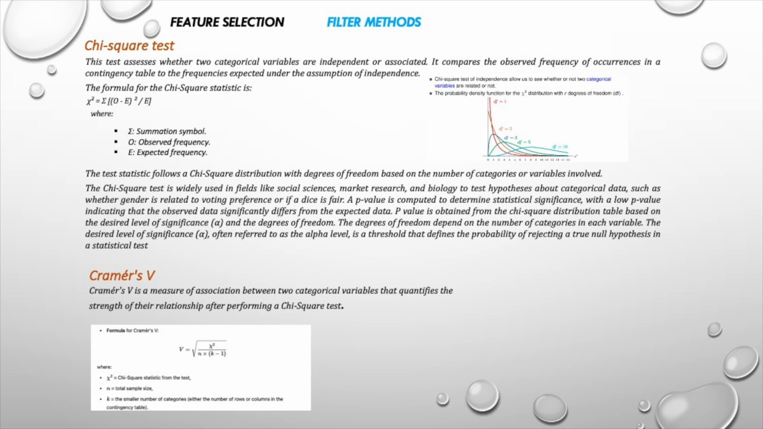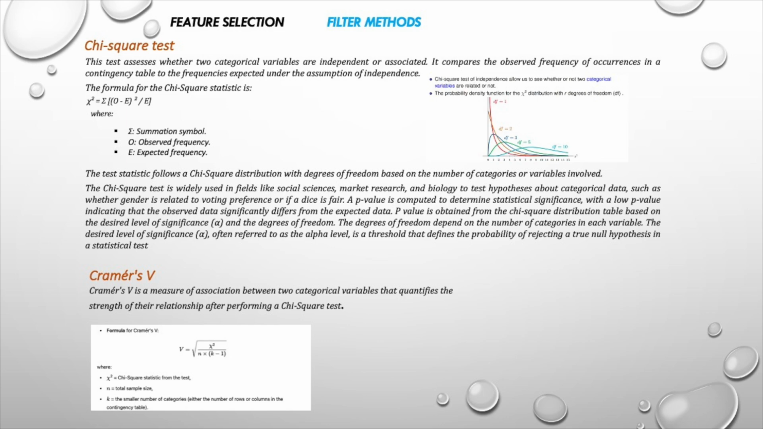The chi-square test is widely used in fields like social sciences, market research, and biology to test hypotheses about categorical data, such as whether gender is related to voting preference or if a dice is fair. A p-value is computed to determine statistical significance, with a low p-value indicating that the observed data significantly differs from the expected data. P-value is obtained from the chi-square distribution table based on the desired level of significance, alpha, and the degrees of freedom. The degrees of freedom depend on the number of categories in each variable.